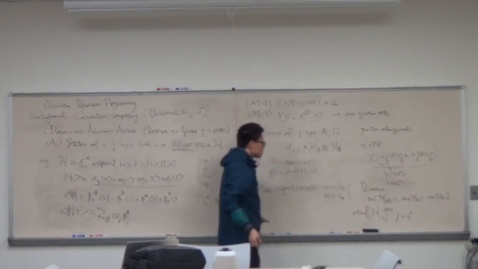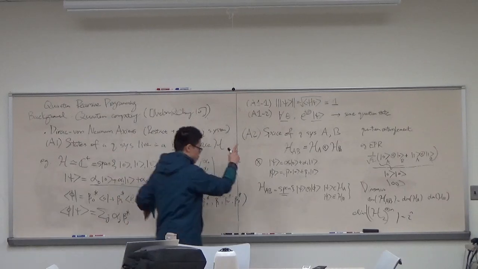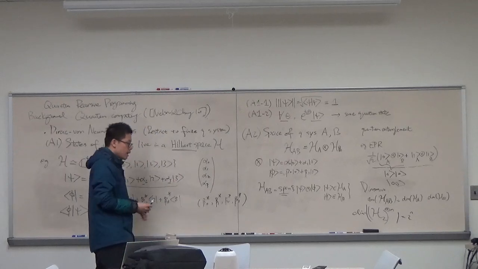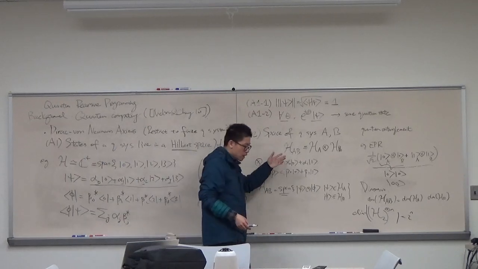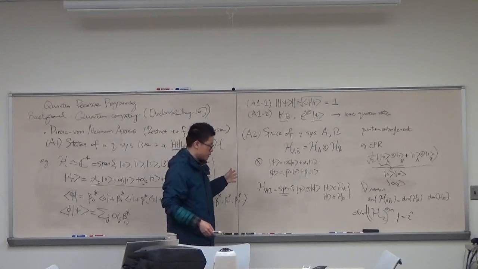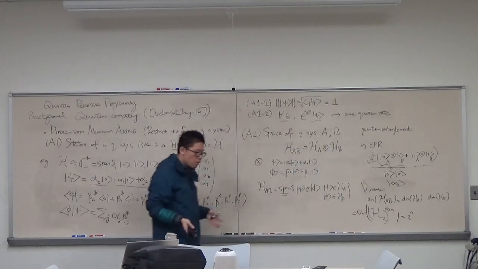Okay, great. Now we have finished the first two axioms. We know what a quantum state is and what the space corresponding to a composite of quantum systems is. Now we have the state, so what is the operation?